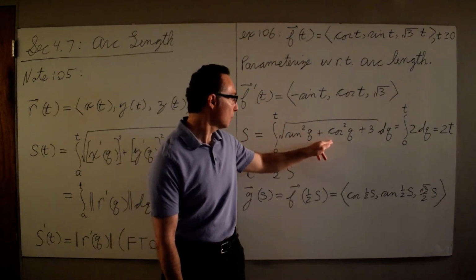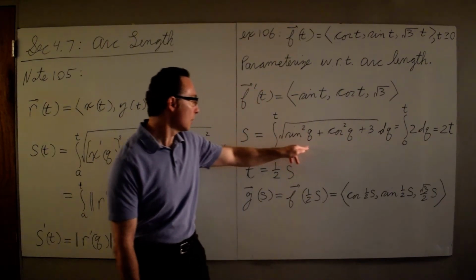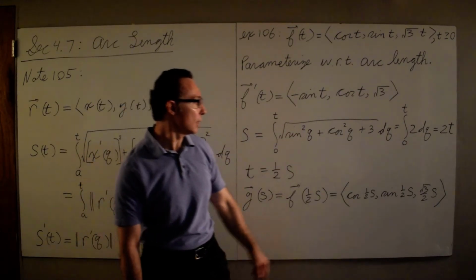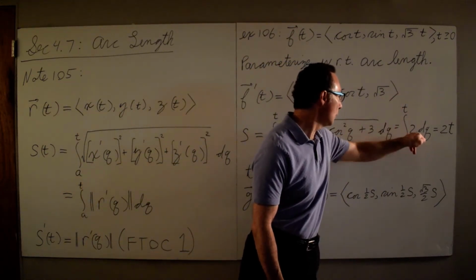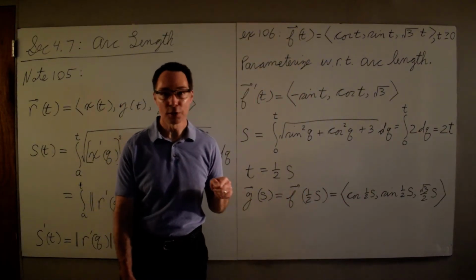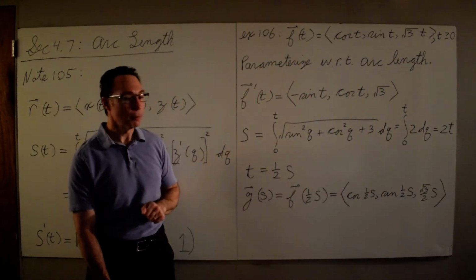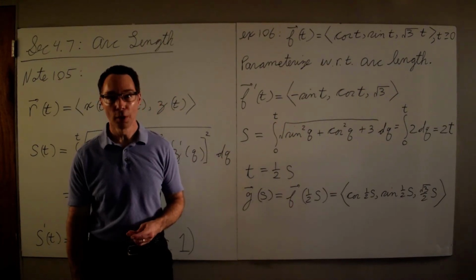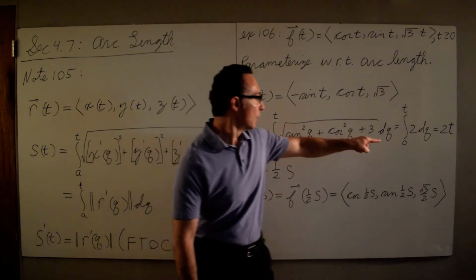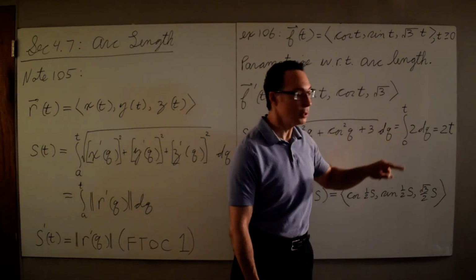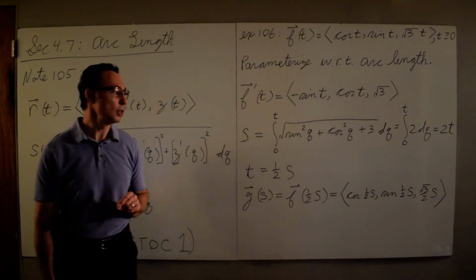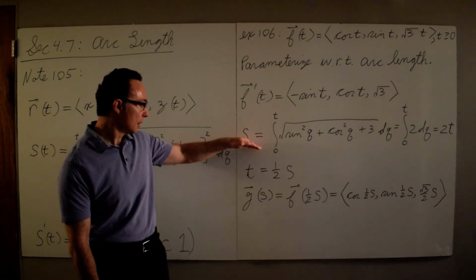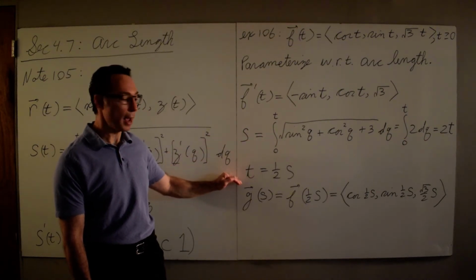Sine squared plus cosine squared plus 3. So this is just a square root of 4 right here. Square root of 4 is 2. So we just integrate from 0 to t of 2 dq. I skipped a step there to save space, but what's the antiderivative of 2 with respect to q? It's just 2q. So we have 2q, substitute t, substitute 0, subtract, we just have 2t. So s is equal to 2t. That means t is equal to 1/2 s.